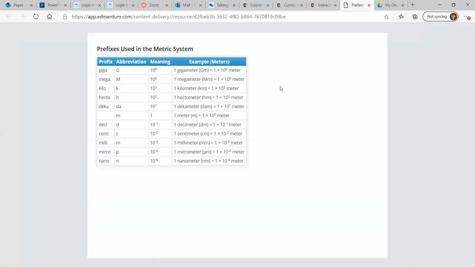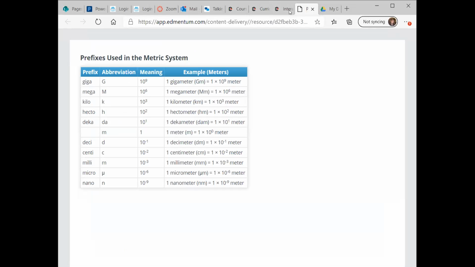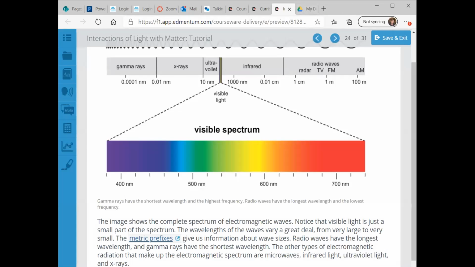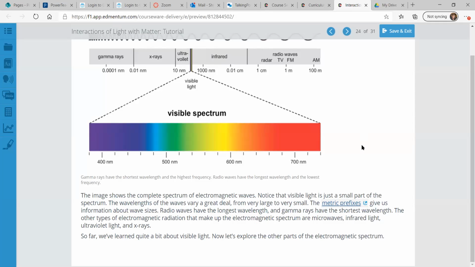The metric prefixes, if you pay attention to those, that will give you a clue as to how small or how big the wavelengths actually are. Some of the smallest: nano, micro, milli, centi. Some of the biggest: giga, mega, kilo, hecto. So that will give you clues about how long and how big those wavelengths are.